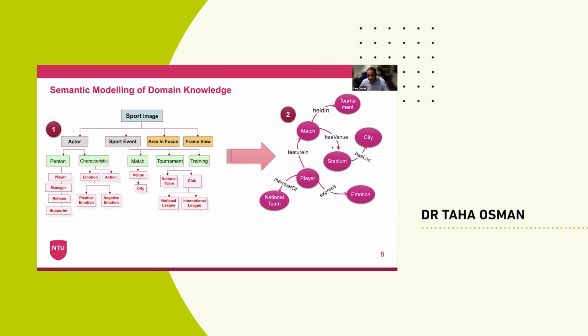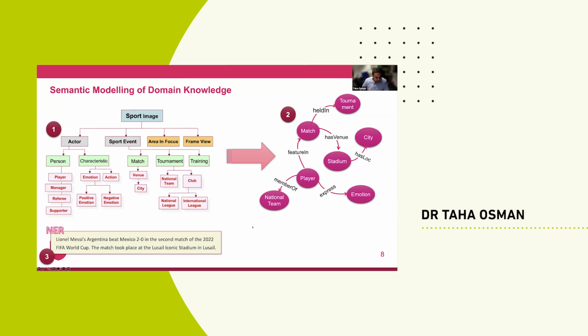For example, as you can see in this graph, a player can be a member of a national team, and a player can feature in a match. A match is played in a venue. The venue can be a stadium, and a stadium can have a location, and this location is a city. So you can see that we are trying to capture the domain understanding or the context of the domain using this formal graph. And what you can do then is use other natural language processing techniques, such as named entity recognition, to associate the text that you are trying to analyze with this specific graph, or with nodes and arcs within this specific graph.